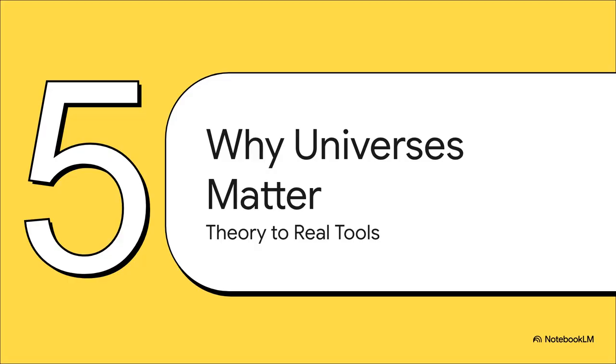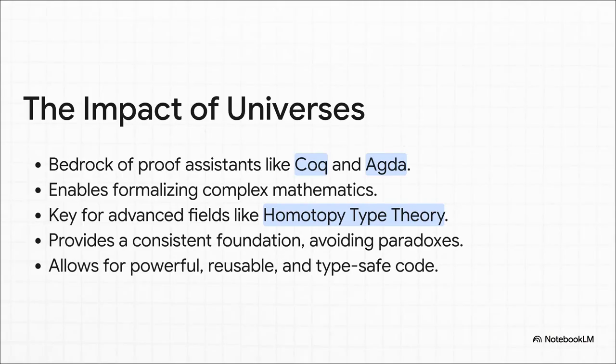Now, this isn't just some abstract curiosity for a textbook. This entire structure is the invisible engine running behind some of the most advanced software tools that mathematicians and computer scientists use today. So why does this matter so much in the real world? Well, it's the absolute bedrock of modern proof assistants like Coq and Agda, tools that let mathematicians verify incredibly complex theorems with computer precision. It's the key that unlocks cutting-edge fields like homotopy type theory. And really, at the end of the day, it provides a consistent, solid foundation for both math and code, letting us build powerful, reusable tools without ever fearing those paradoxes we started with.